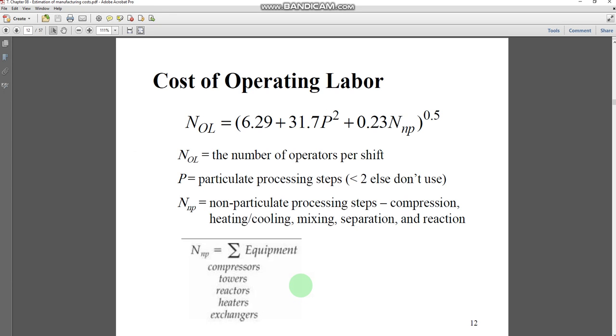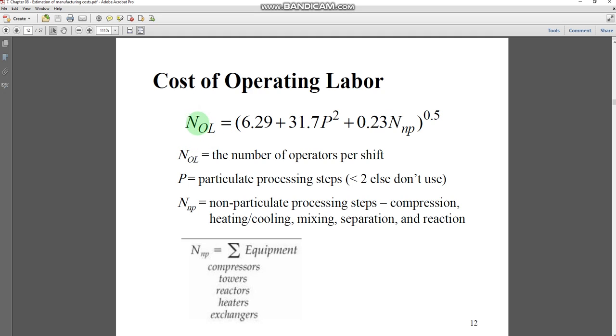Now let us see how you can find out the number of operating labor, and what the requirement in the equation is, and what the key technical parameters are that you need to consider. Okay, so this N_OL represents the number of operators per shift. Now in one day you can have 3 shifts, so this equation will give you the number of operators per shift. Whatever value you get here, you have to multiply by 3, and then you have to see how many annual working hours there may be for an industry, and then you can get the value for the cost of the operating labor.